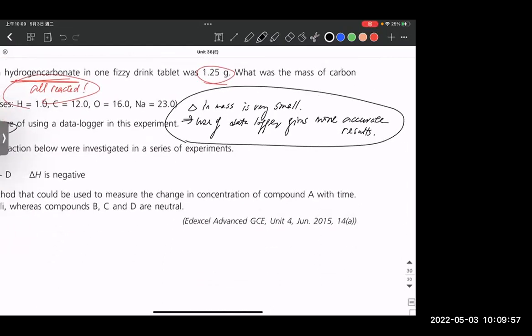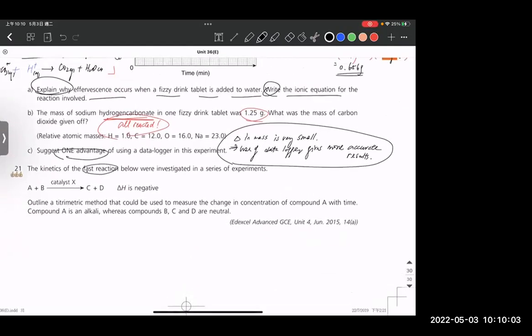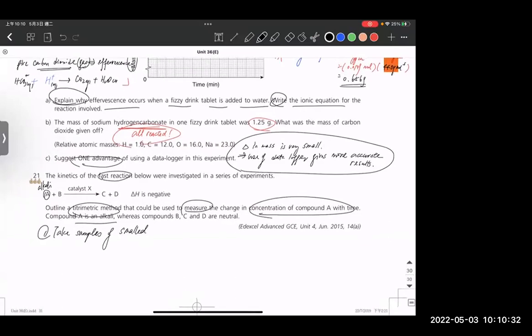Now, finally, we come to question 21. The kinetics of the fast reaction shown below are investigated by a series of reactions using the titrimetric method. A is alkaline, B, C, D are neutral. So mention A is alkaline. So the major three steps, so you are going to measure the change in concentration. First of all, take the samples. Give me that. Small known volume at regular intervals.